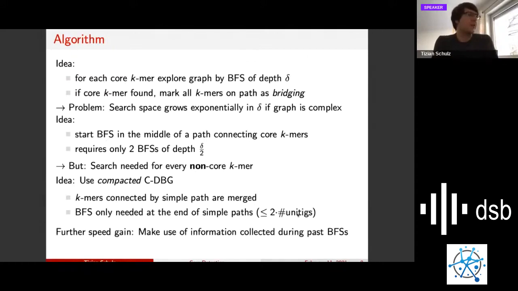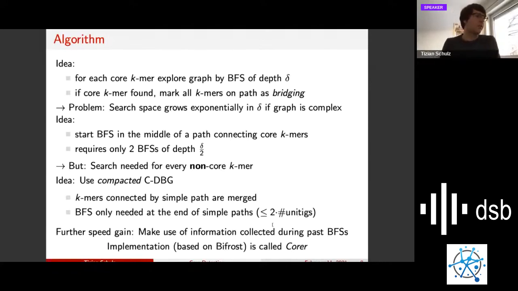Further speed we can gain if we store some information that we have gained during our searches. And we can use this information, for example, to end future BFSs earlier, before we have reached the maximum depth of delta. We implemented this algorithm with Bifrost as the graph data structure, the data structure for the compacted de Bruijn graph, and the implementation is called Cora.